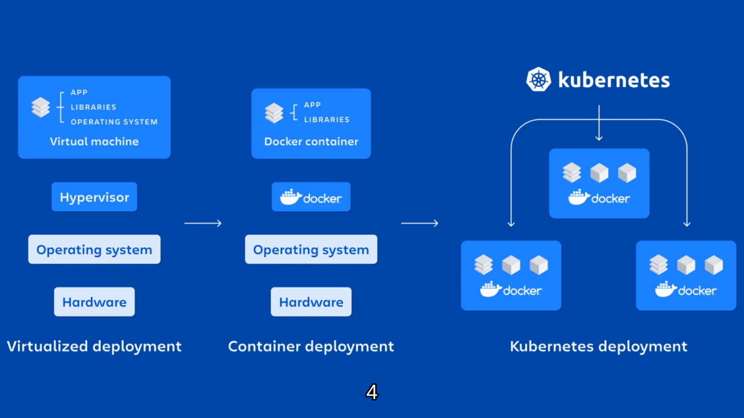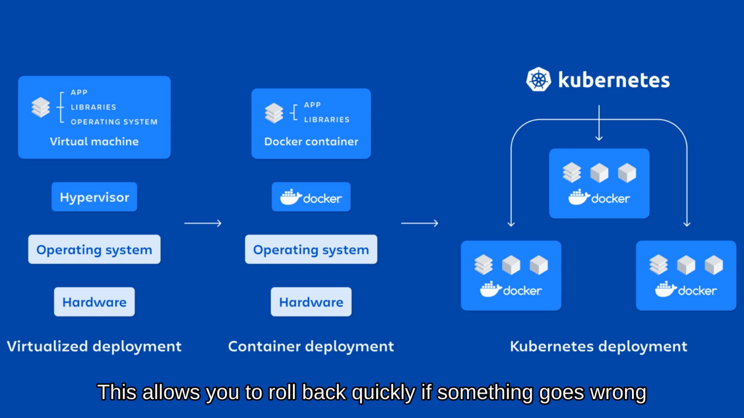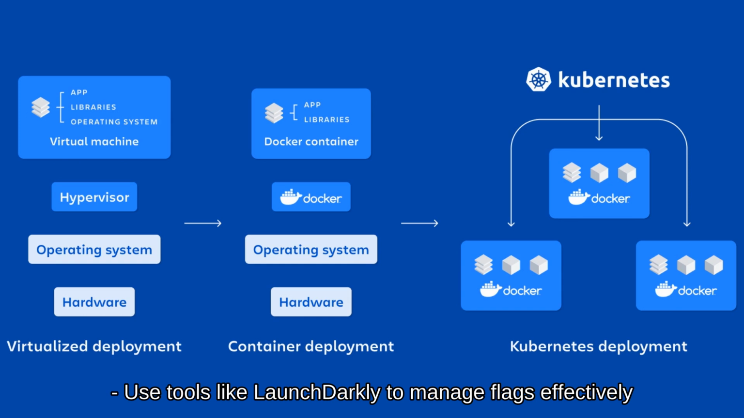4. Use feature flags. Implement feature flags to toggle changes on or off. This allows you to roll back quickly if something goes wrong. Use tools like LaunchDarkly to manage flags effectively.